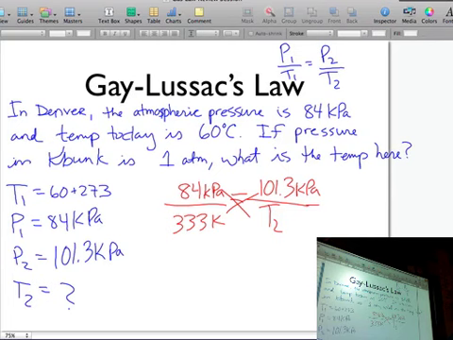Let's see, 333 times 101.3 divided by 84. So pressure went up, so temperature also goes up. Yep. So let's see it. Nice. Our new temperature, magically, much hotter. 401. We'll call it 401. Well, no, 402, really, for rounding.